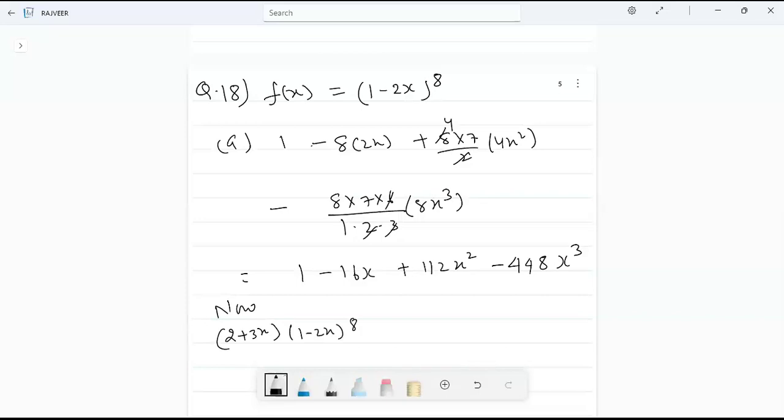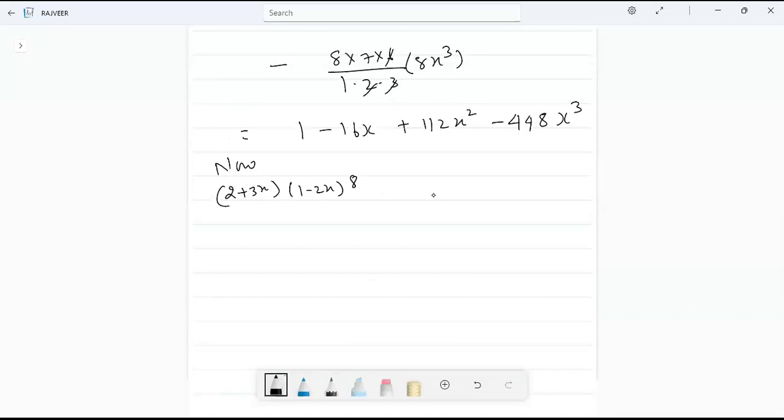So we shall write this as (2 plus 3x) times (1 minus 16x plus 112x square minus 448x cube and so on). And determine, in ascending order of x, the first four terms in the expansion of this.